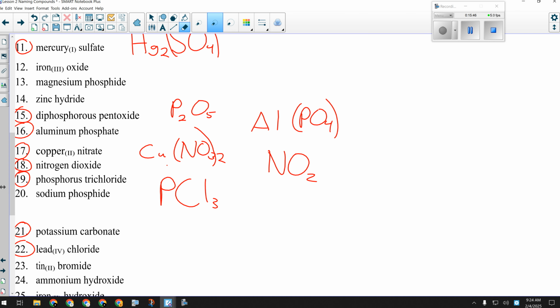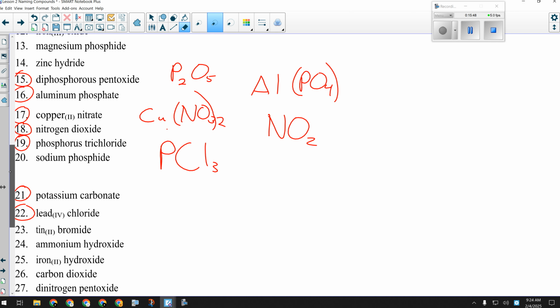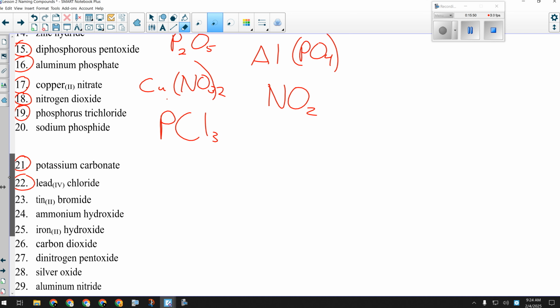So for 21, potassium carbonate, ionic or molecular? Yep, potassium's a metal, right? So K, and it's a +1. Carbonate's a polyatomic ion whose charge is -2, right? When we drop and swap, the 1 would go here, done with that. The 2 would go here, done with that. If I want to, I could enclose that in brackets.